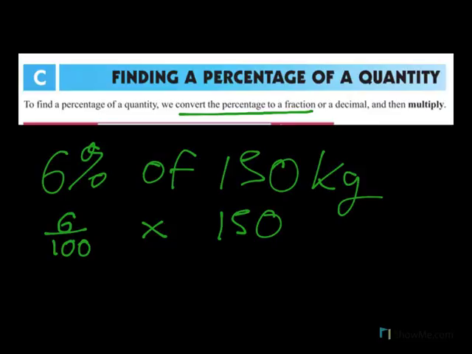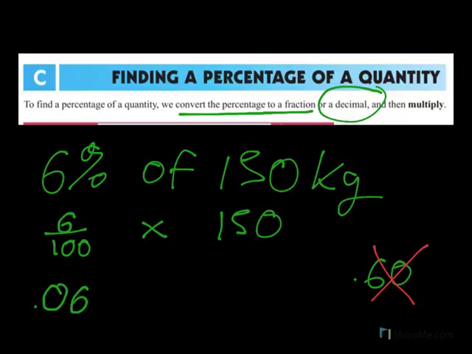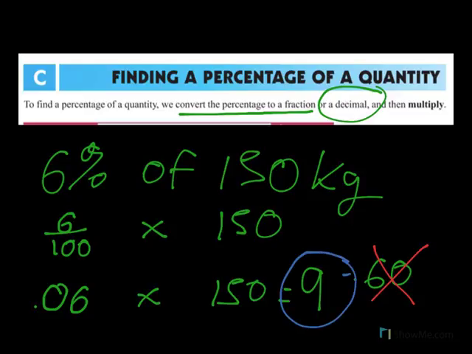You can also just do it as a decimal. We know that 6% is the same as 6 cents, so it's going to be 0.06, not 0.6, because that would be 60 cents. So that is not 6%, that is 60%. Okay, so 0.06 times 150 will give us our answer. That would be 9 kilograms. So 6% of 150 kilograms is 9 kilograms.